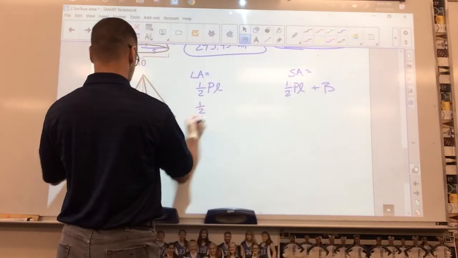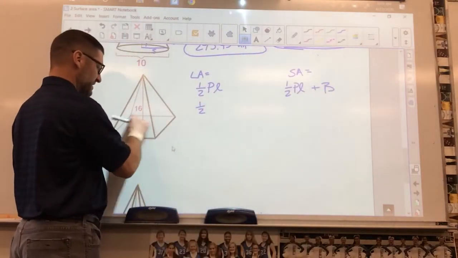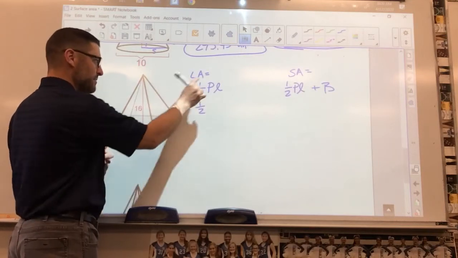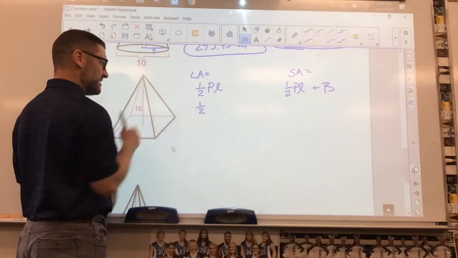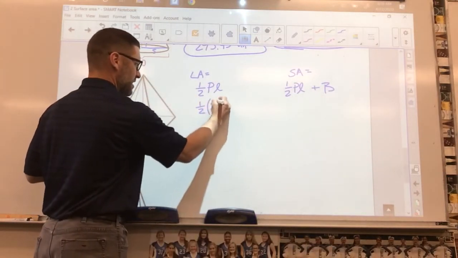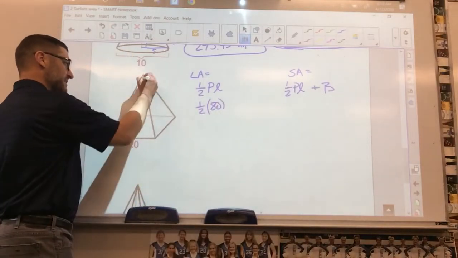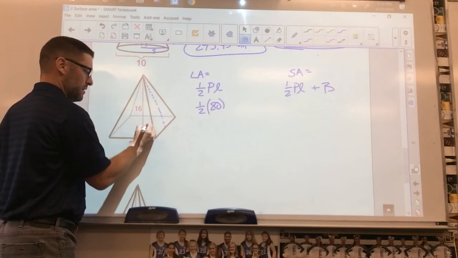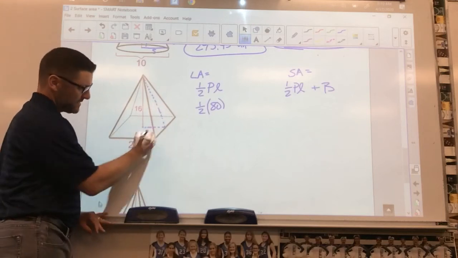So I take 1/2 the perimeter of the base: 20 times 4, 20, 40, 60, 80. That's easy, I could just count that. P stands for perimeter of the base. L stands for slant height. I don't have it, so I'll dot it in. What do you know? That's 10.